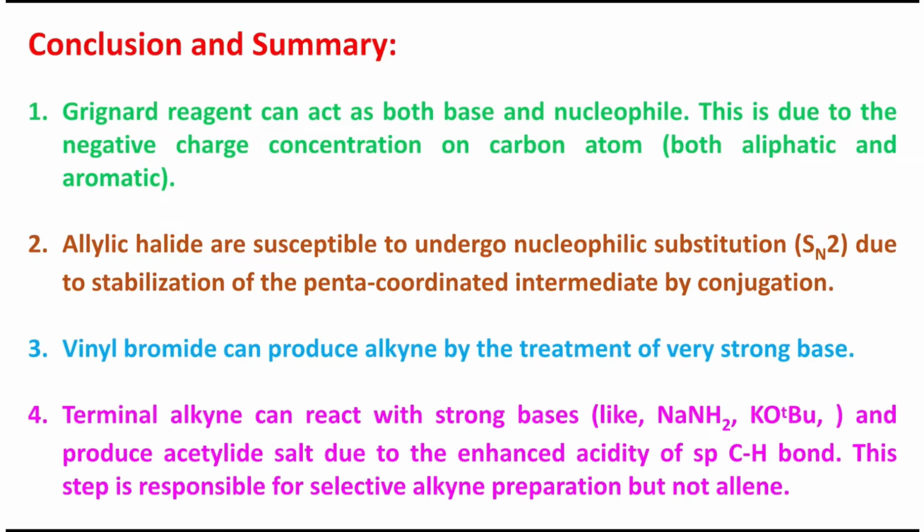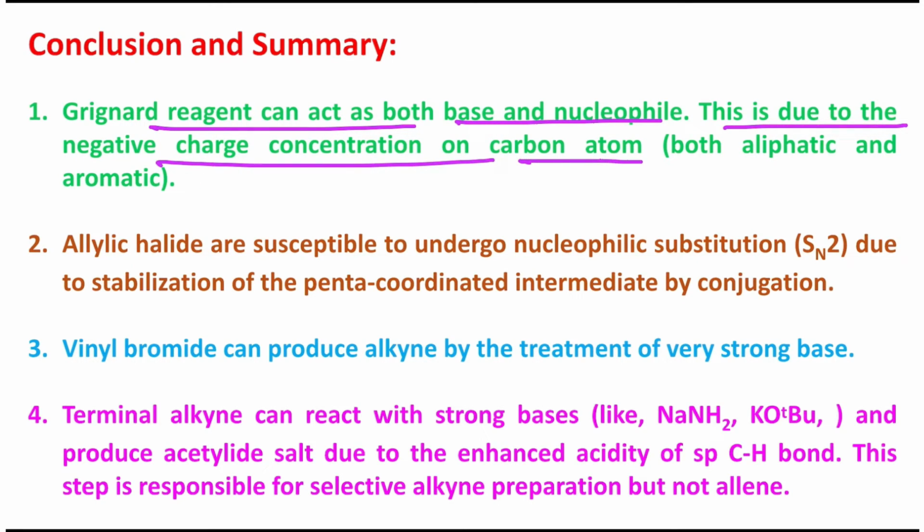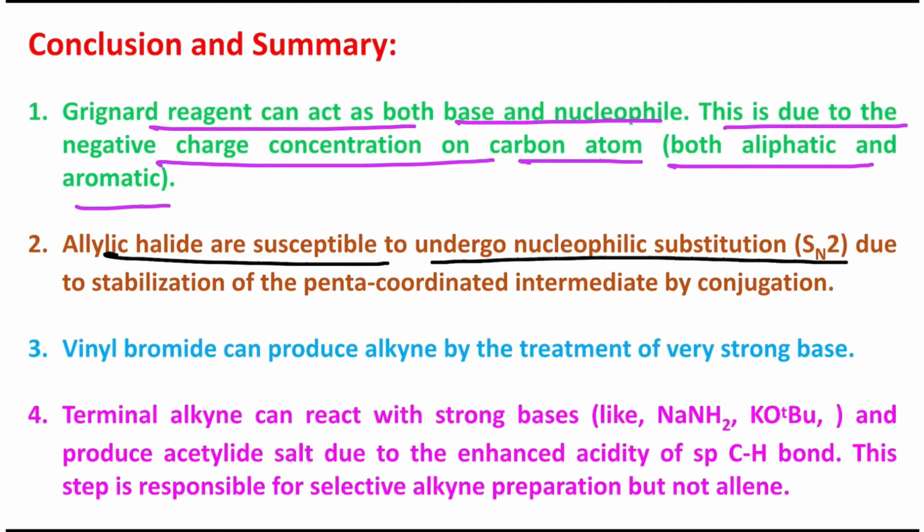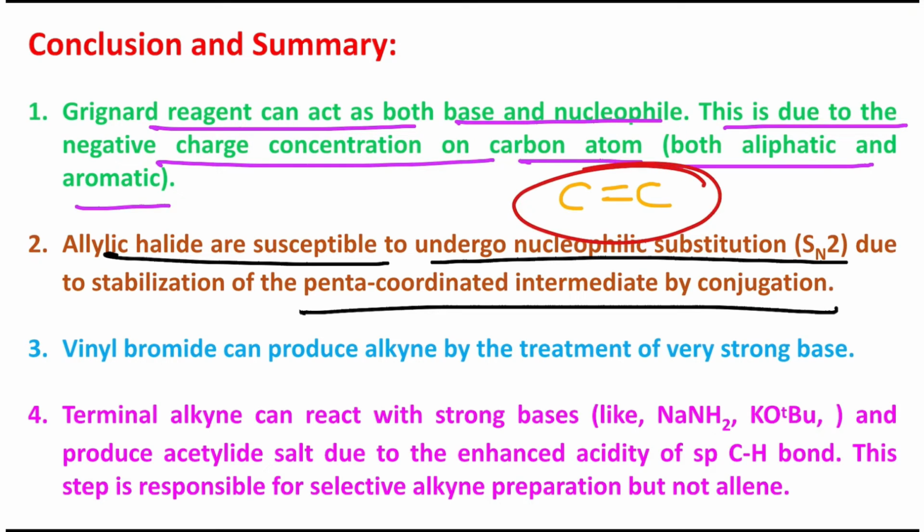Okay, so in conclusion, what you have learned today is that a Grignard reagent can act as both base and nucleophile, and this is due to the negative charge concentration on the carbon atom. In this case you can say both aliphatic and aromatic Grignards, the same type of property you can expect. Here the allyl halides are susceptible to nucleophilic substitution or SN2 reaction due to the stabilization of the pentacoordinate intermediate by conjugation with the pi, meaning the carbon-carbon double bond.